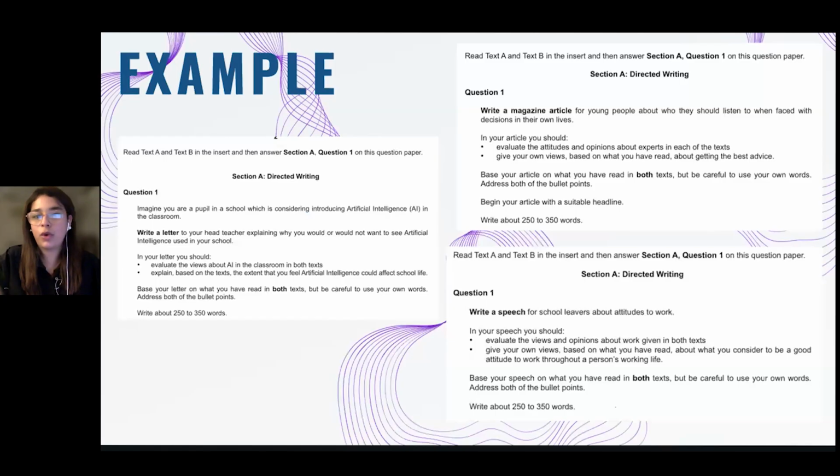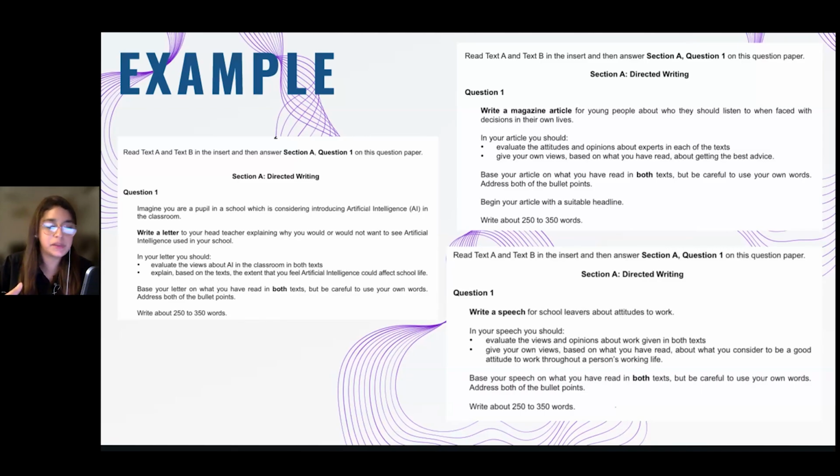Some samples for questions that you can expect other than articles. Now, the article writing sample you have in your specimen paper, but other than that, for example, if you are expected to write a letter, the first section over here gives you a sample of a letter question where you are being asked to write a letter to your head teacher, in which you're explaining why or why not you would want to see artificial intelligence used in your school. So obviously you can expect that with this you will be given reference text, where they'll be talking about contrasting views about AI in the school, and then you'll be expected to formulate a response based on that.